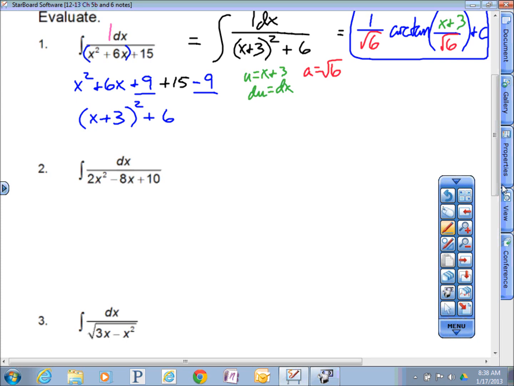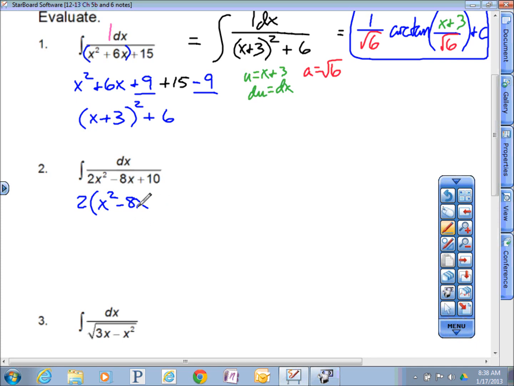Now there's 2 ways we could go about doing this. One way would be you could factor a 2 out of the entire denominator. If that appeals, we could take a 2 out of this entire denominator and rewrite it as 2 quantity x squared minus 8x plus 10.